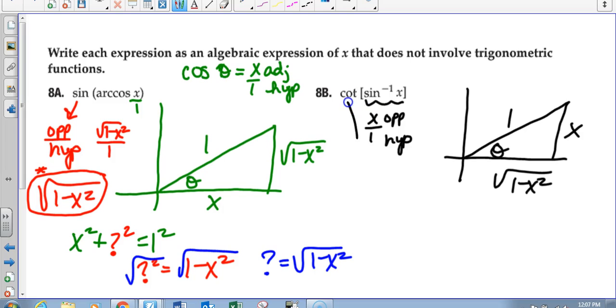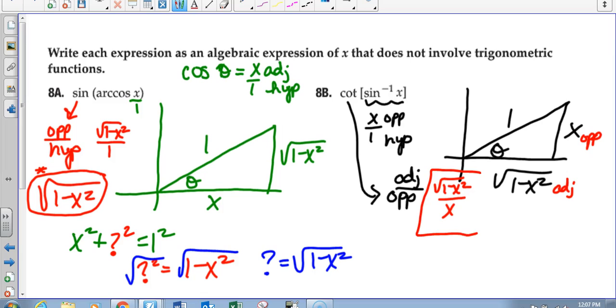And they want cotangent in the end. Cotangent is adjacent over opposite, right? I wrote that wrong. So what is adjacent over opposite for this triangle? Adjacent, opposite. Final answer.